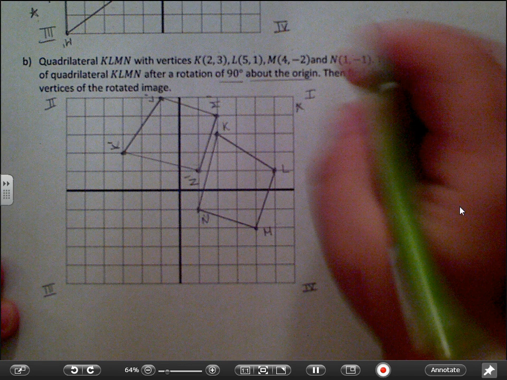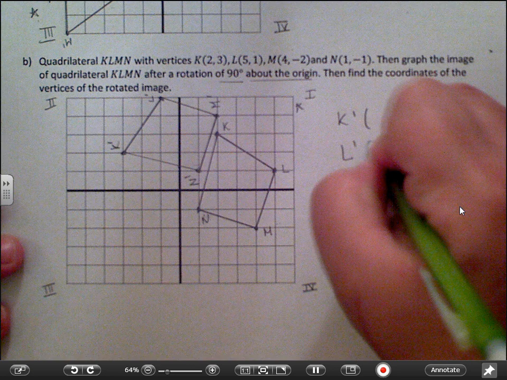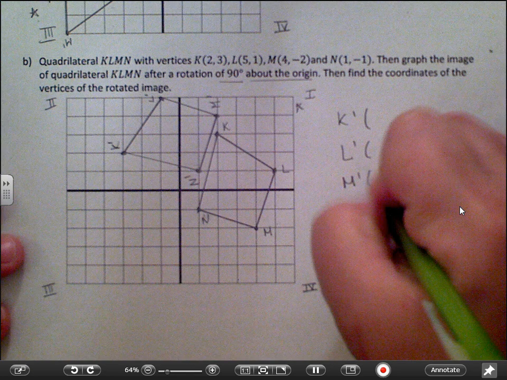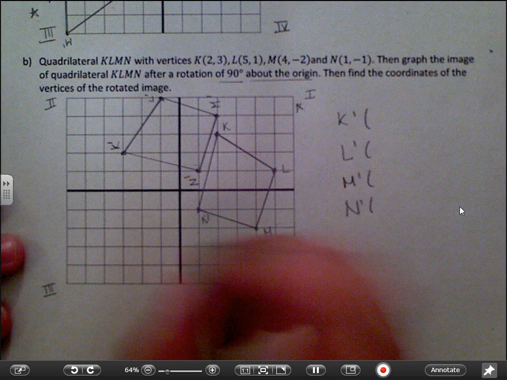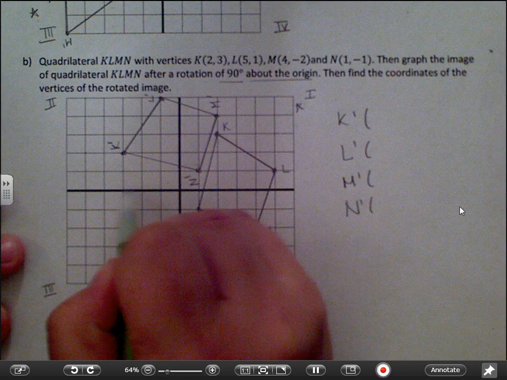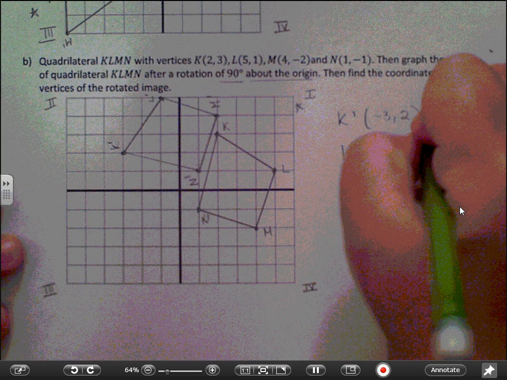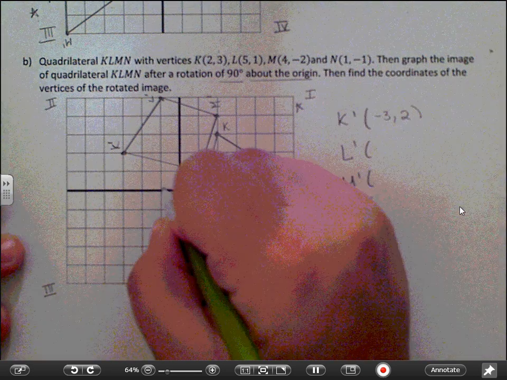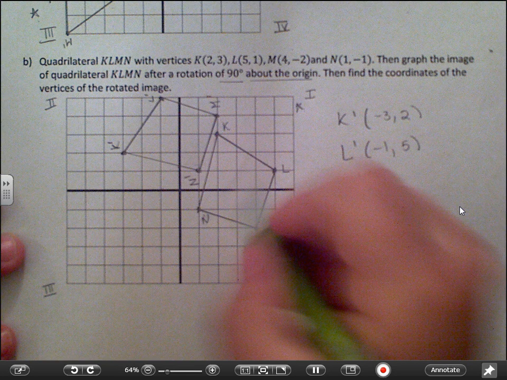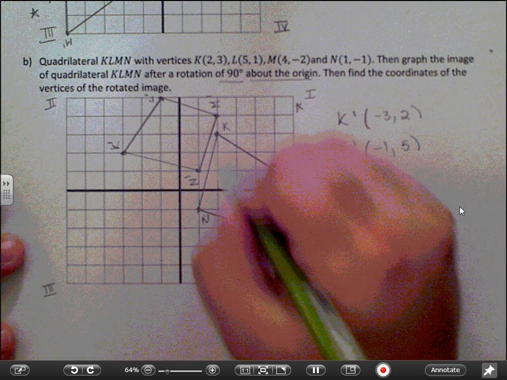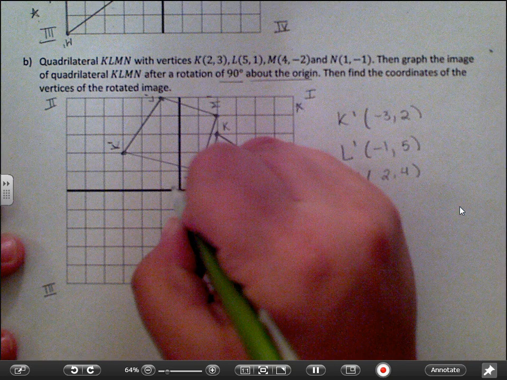Now let's find the real coordinates of our image: K prime, L prime, M prime, and N prime. K prime is -3, 2. L prime is -1, 5. M prime is 2, 4. And N prime is 1, 1.